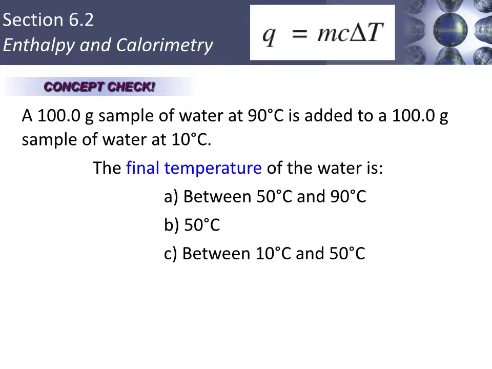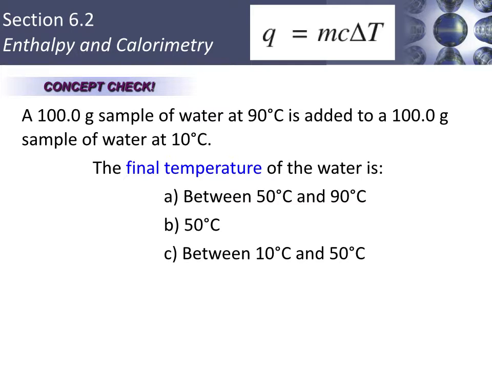So, keeping that equation in mind, let's try a problem. You have a 100 gram sample of water at 90 degrees Celsius added to a 100 gram sample of water at 10 degrees Celsius. So what this is saying is you have two different samples of water at two different temperatures. What will the final temperature of the water be?